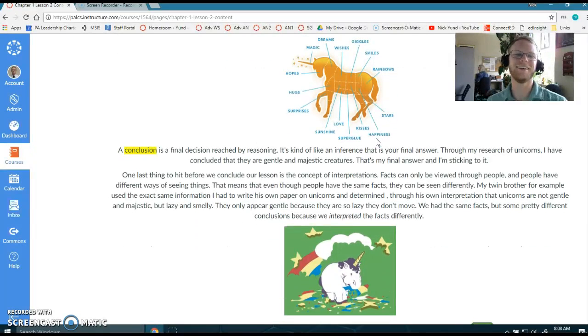One last thing to hit before we conclude our lesson is the concept of interpretations. Facts have to be viewed through people, and people have different ways of seeing things. That means that even though people have the same facts, they can be seen differently. My twin brother, for example, used the exact same information that I had to write his own paper on unicorns and determined that unicorns are not gentle and majestic, but lazy and smelly. They only appear gentle because they are so lazy and do not move. We had the same exact facts, but had some pretty different conclusions because we interpreted those facts differently.